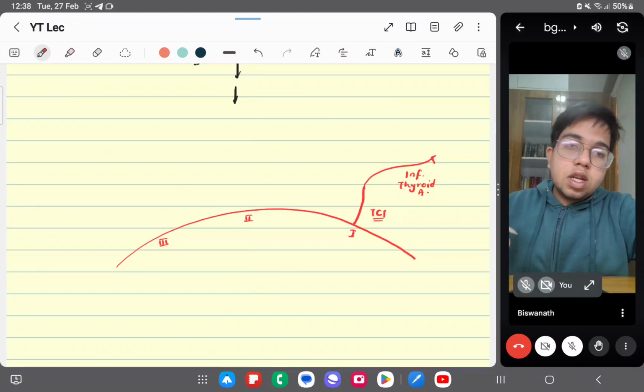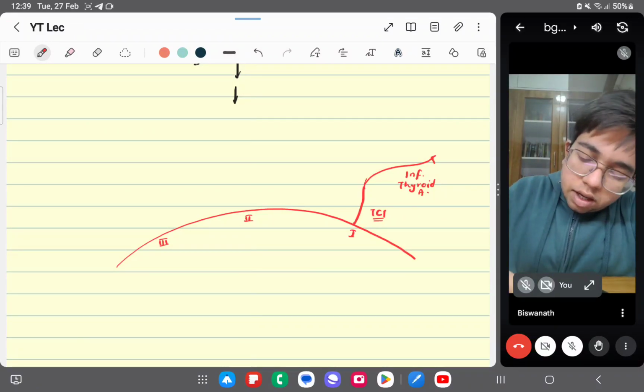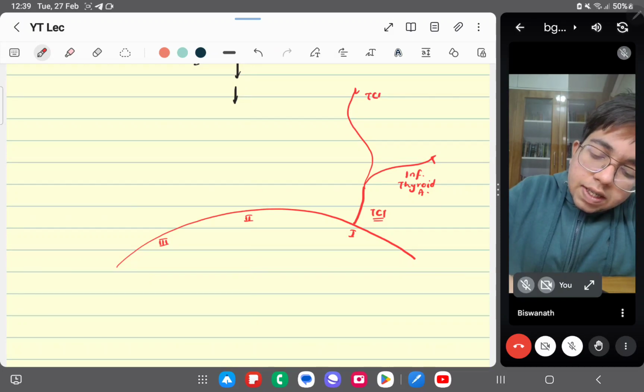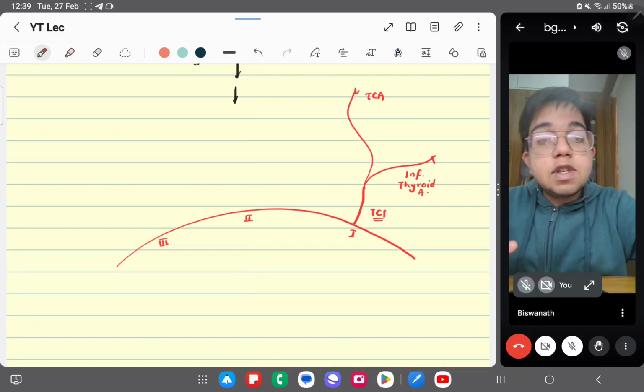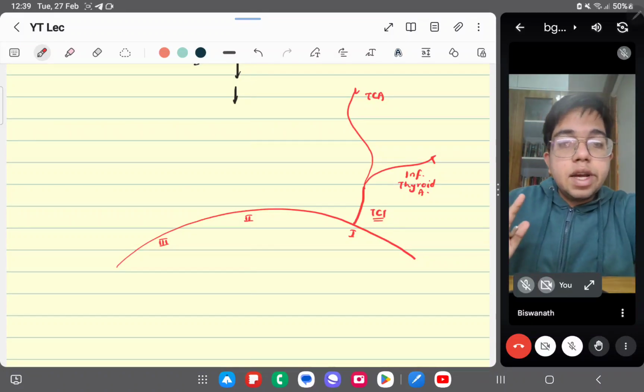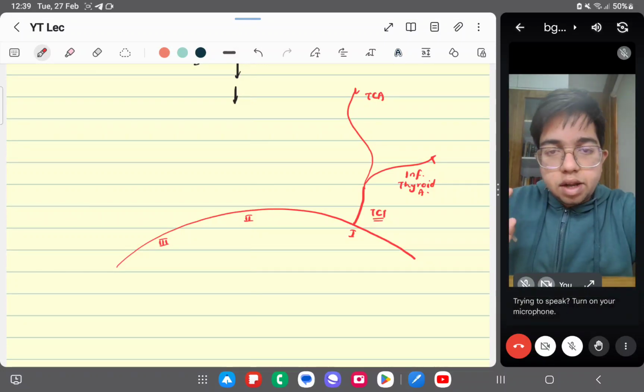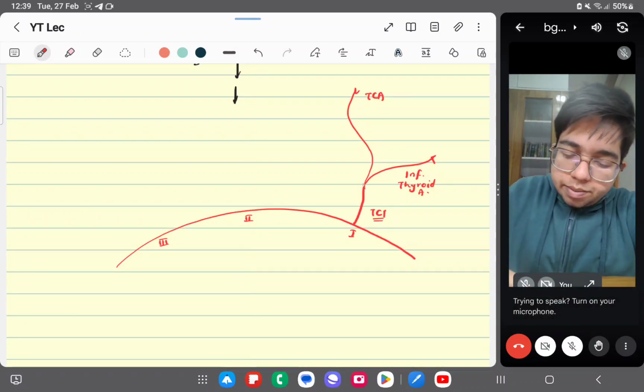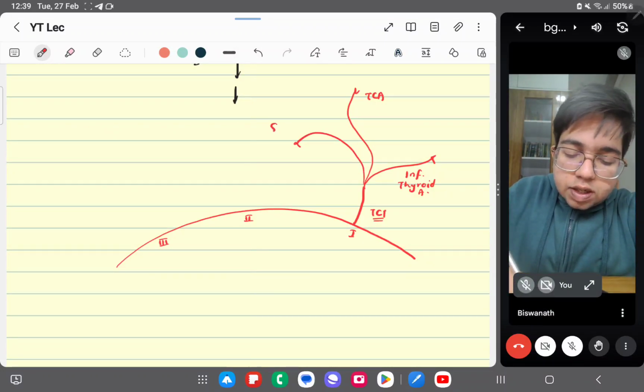Another one is called the transverse cervical artery, TCA. This artery is important. Why it is important, I'm telling you in a bit. And the third artery is called the suprascapular artery. This also is important.